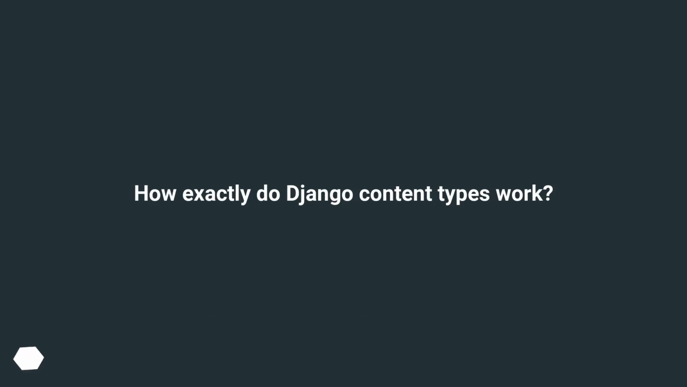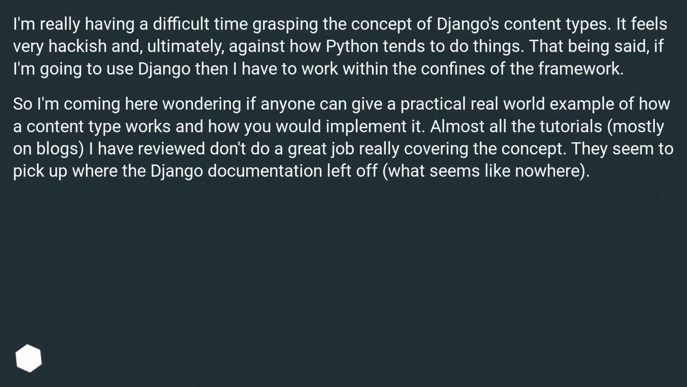How exactly do Django content types work? I'm really having a difficult time grasping the concept of Django's content types. It feels very hackish and, ultimately, against how Python tends to do things. That being said, if I'm going to use Django, then I have to work within the confines of the framework.